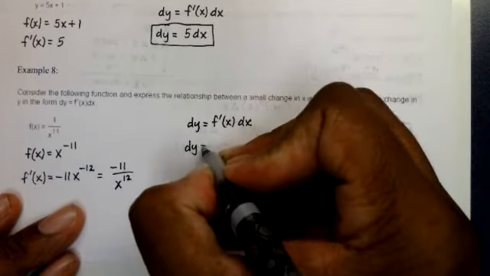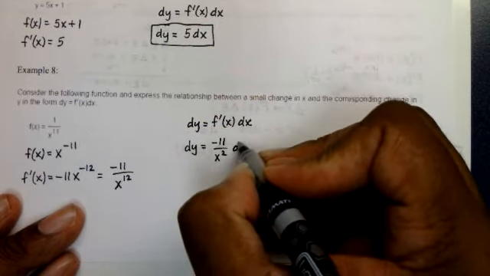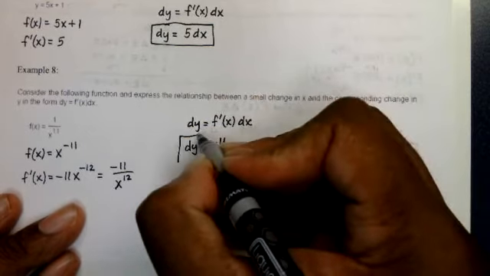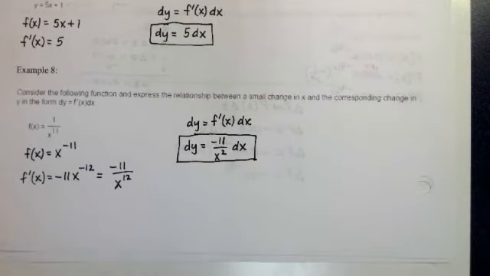So substitute f prime of x with negative 11 over x to the 12. Bring down the dx. That is what your differential is. dy is equal to negative 11 over x squared times dx.